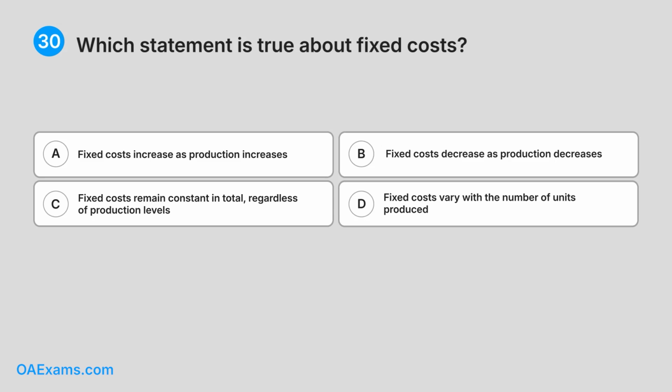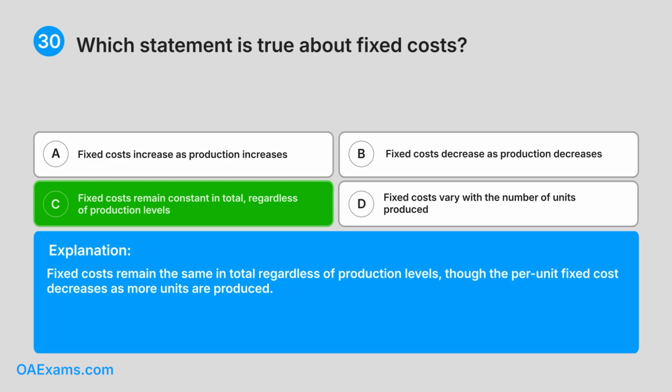30. Which statement is true about fixed costs? A. Fixed costs increase as production increases. B. Fixed costs decrease as production decreases. C. Fixed costs remain constant in total, regardless of production levels. D. Fixed costs vary with the number of units produced. What do you think is the answer? Correct answer: C. Explanation: Fixed costs remain the same in total, regardless of production levels, though the per unit fixed cost decreases as more units are produced.